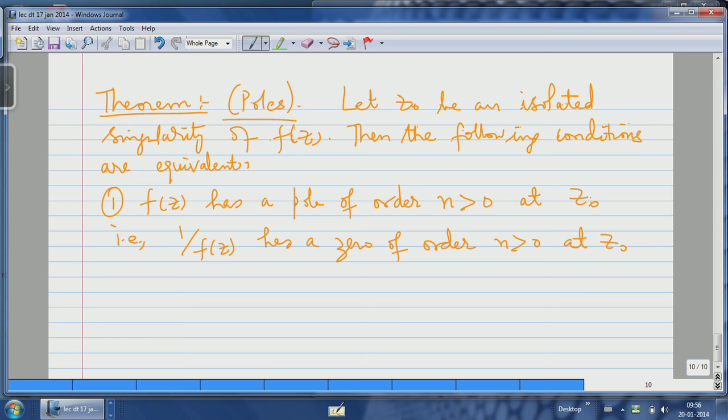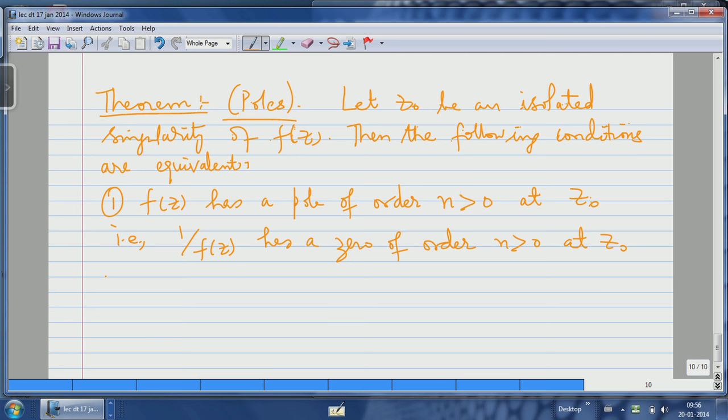In fact, a pole can be defined in many ways, and what this theorem says is that it gives you various equivalent conditions. The first is the definition of a pole as the zero of the reciprocal. So f has a pole of order n if 1 by f, the reciprocal of f, has a zero of order n. The second one is limit as z tends to z naught of f(z) is infinity. This is another condition for a pole. The function becomes arbitrarily large in modulus as you approach a pole.